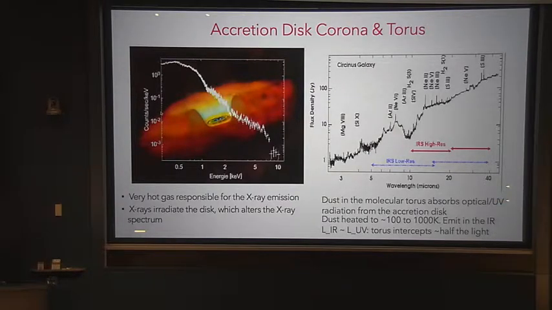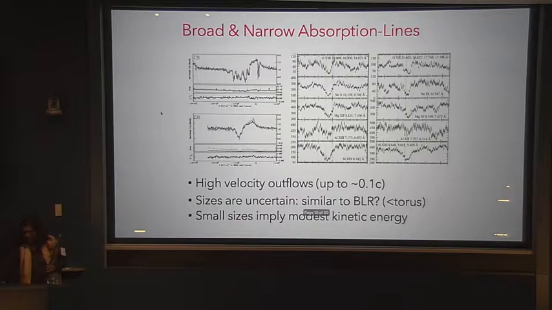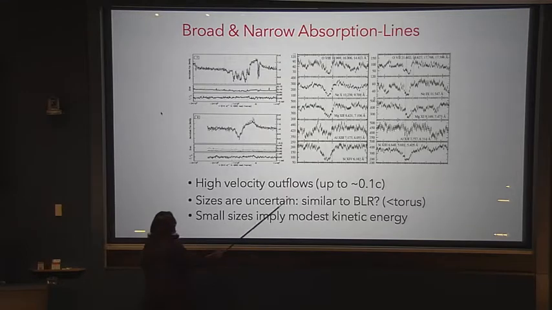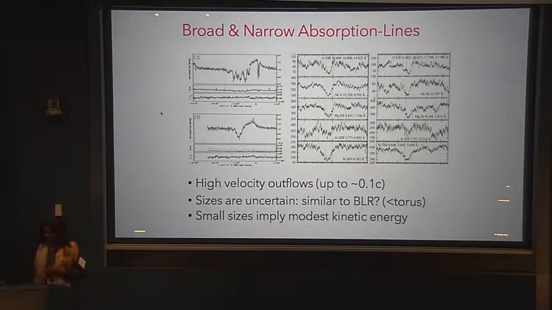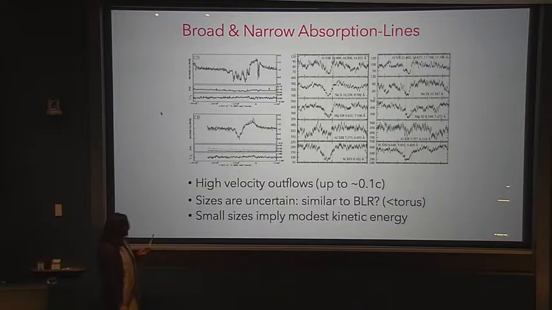So because you see the infrared signatures, we've inferred that there has to be some kind of dust repository very close to the accreting black hole. And then you see broad and narrow absorption lines, and what's interesting is you see very high velocity outflows. Especially in the last few years, there's been a lot of data from Chandra that is showing us evidence for very high velocity outflows.